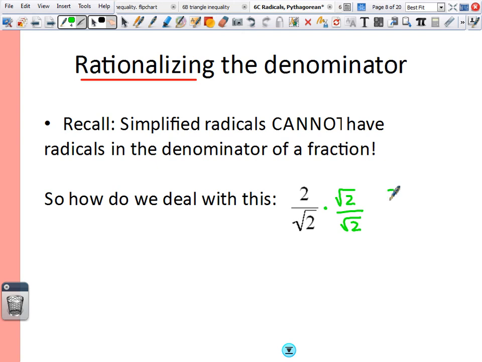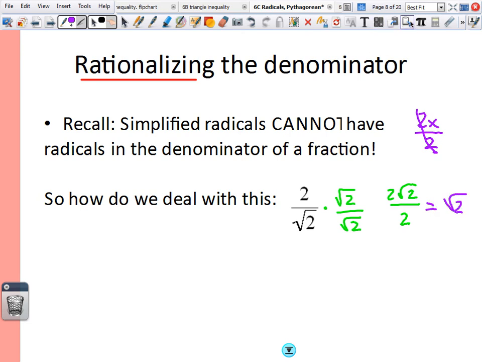2 times the square root of 2 is just that, 2 times the square root of 2. And then on the bottom, square root of 2 times the square root of 2 is 2. Now here I need to check and see if I can simplify this fraction, which I can. You could think of this as 2x over 2, where you would simplify the 2's into 1. They would divide to 1 and have just the x left. Same idea here. This is just going to equal the square root of 2.